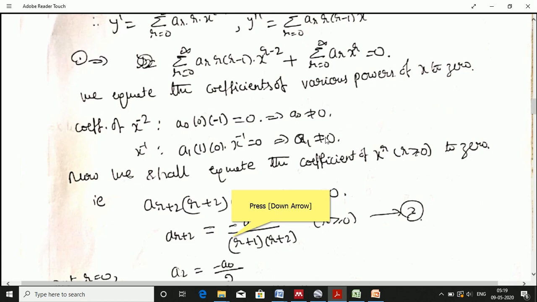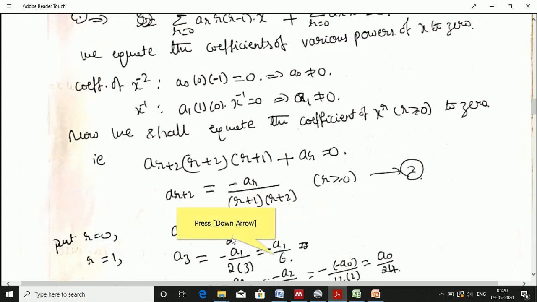So the coefficient of x power r in the first term, for r equal to r plus 2, is a_(r plus 2) into r plus 2, into r plus 2 minus 1, which is r plus 1. And in the second term, x power r, for r equal to r, its coefficient is a_r. Equate that to 0. So a_(r plus 2) is equal to minus a_r divided by (r plus 1) into (r plus 2), for r greater than or equal to 0. This relation is known as the recurrence relation. We'll call it equation 3.